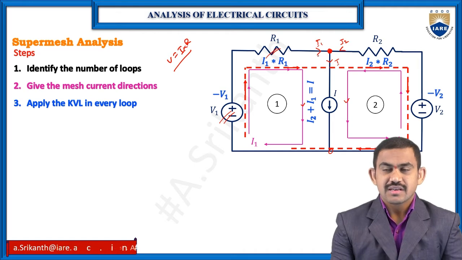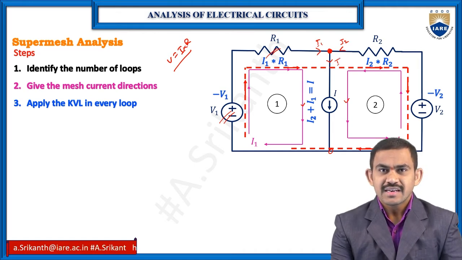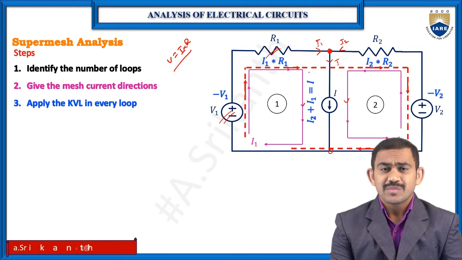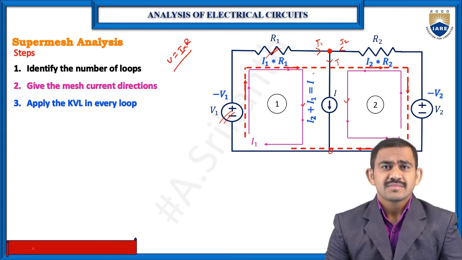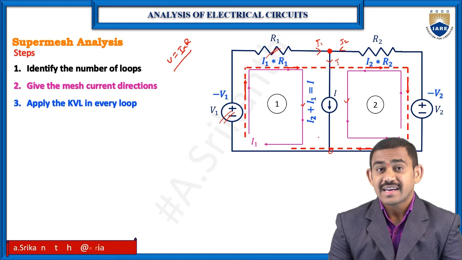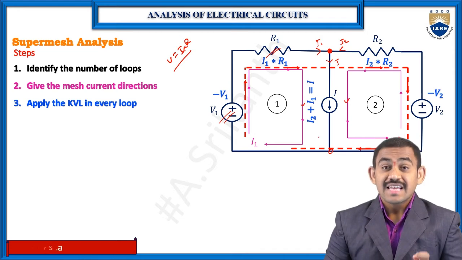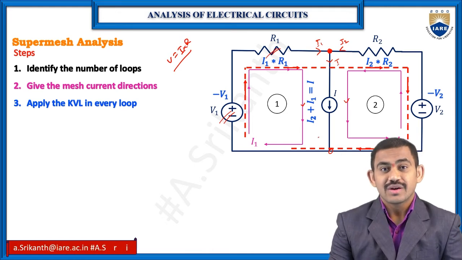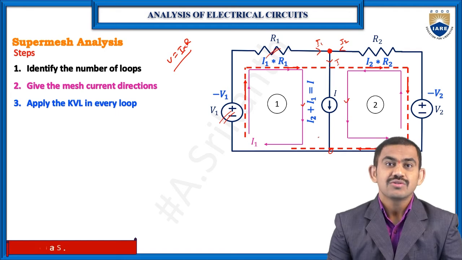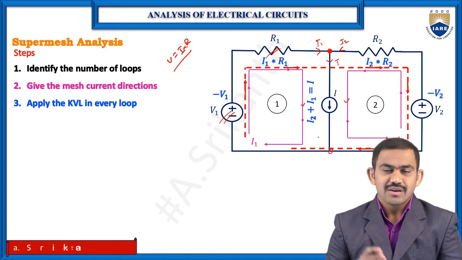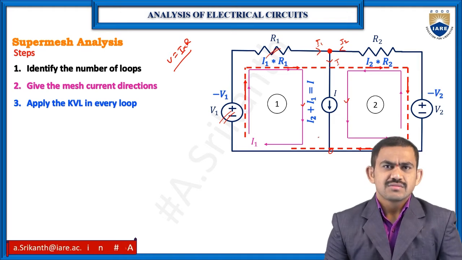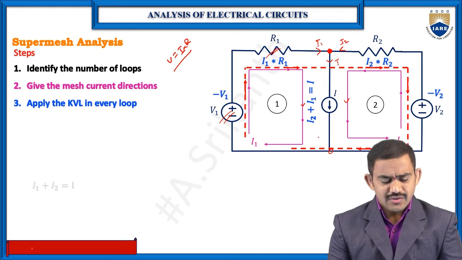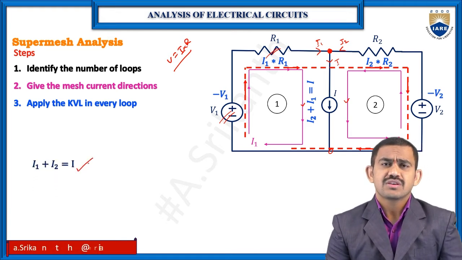Just remember, consider any one node: incoming currents equal outgoing currents. Incoming currents are I1 plus I2, and outgoing current is I. So at the ideal current source we have the equation I1 plus I2 equal to I, for this circuit only. If we have a different circuit, we will get different currents. Write the equations now. From the current source we have the equation I1 plus I2 equal to I.